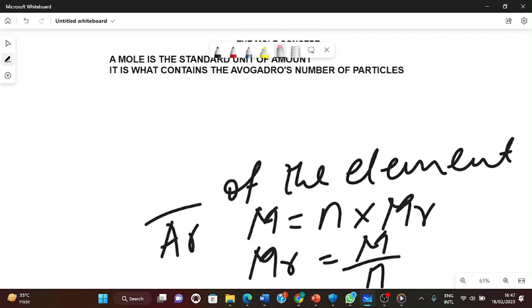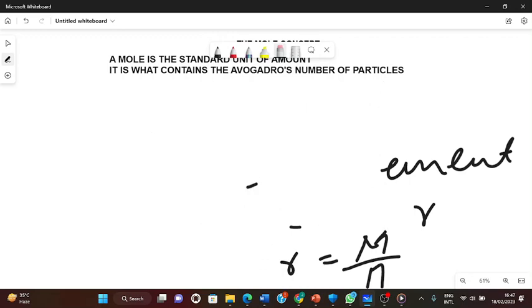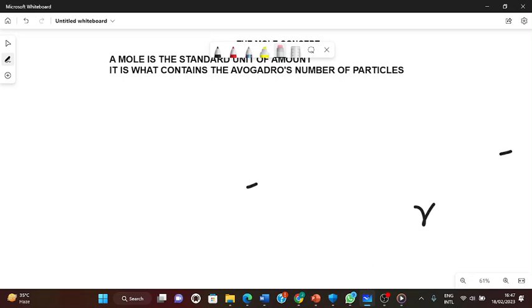So the mass of 1 mole of a compound is the molar mass of that compound. If it's a covalent compound, we say it's the relative molecular mass. If it's an ionic compound, we say it is the relative formula mass, which is the mass of 1 mole of that compound.